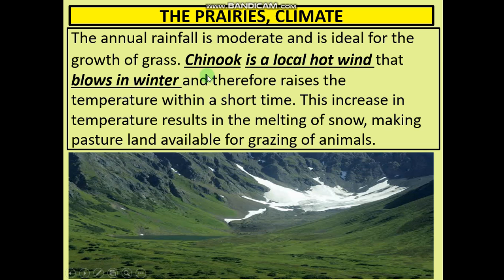Next is Chinook. Now what is Chinook? Chinook is a local hot wind that blows in winter, just like we have Purva in India. The wind which blows in India is known as Purva, and Lu is also one type of wind in India, but that is a very hot wind which blows only in summers. But in the prairies, Chinook is a local hot wind. This is hot, just like we have Lu in India, and it blows in winter.